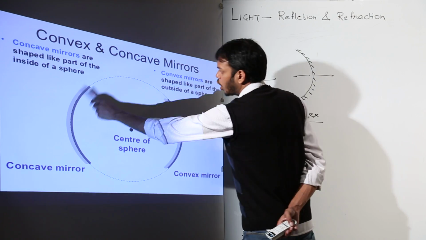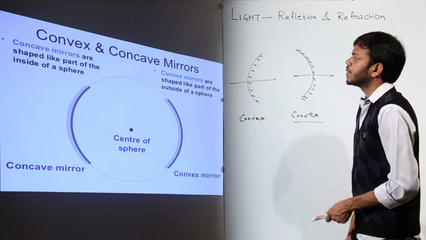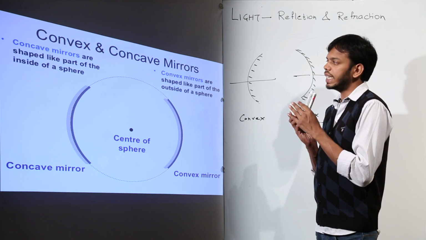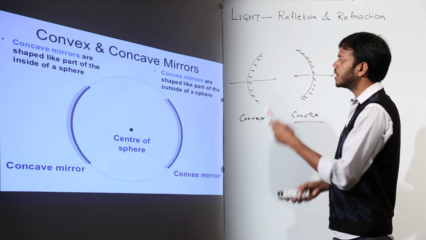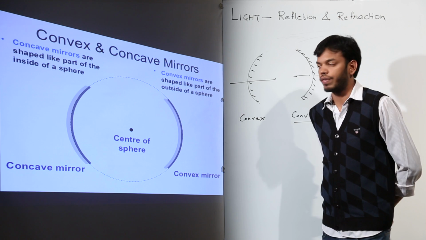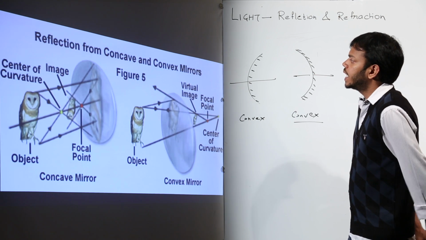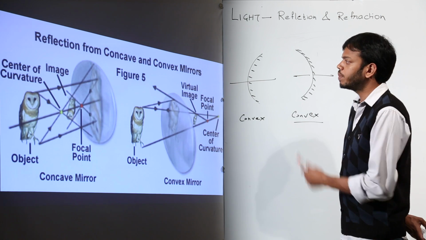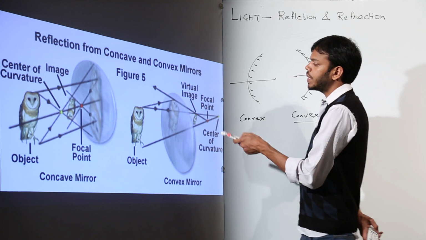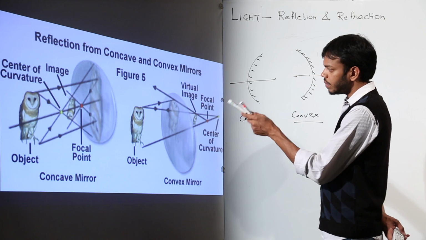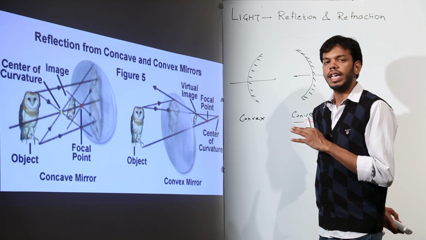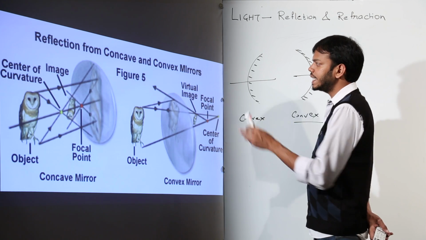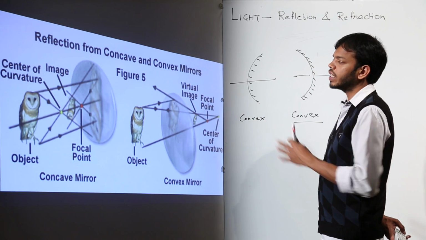Both of them are polished in the same direction. So concave mirrors are shaped like a part of the inside of the sphere, whereas convex mirrors are shaped like a part of the outside of the sphere, right? Next, this is how convex and concave mirrors will behave if an object is in front of it. For example, that owl or the object standing on the principal axis. Let's not discuss principal axis or focal length or whatever. Let's just simply see what is the difference in images.